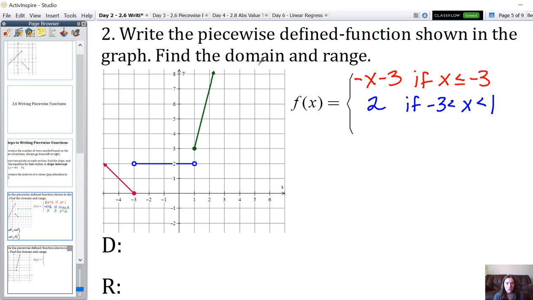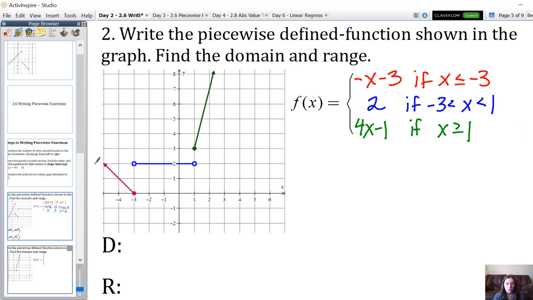Then for the green section, we can use the points (1, 3) and (2, 7). So our slope is going up 1, 2, 3, 4, and to the right 1. So our slope is 4. So we have 4x. Then let's see where we would cross the y-axis. Keep using that slope of 4. 1, 2, 3, 4. To the left 1 is -1. And that's happening at the x values that are greater than or equal to the x value of 1. So it's x is greater than or equal to 1.